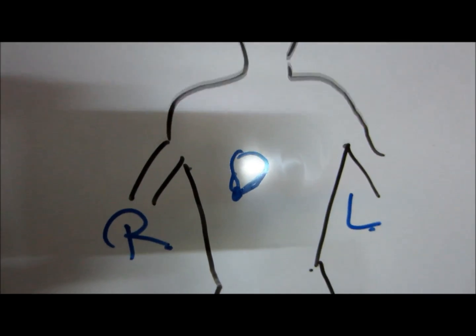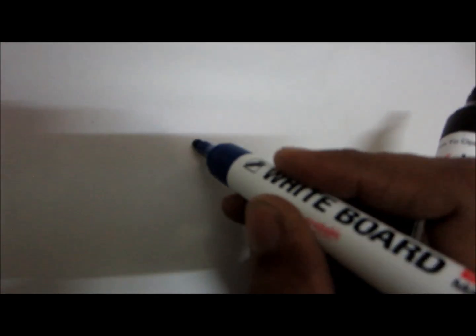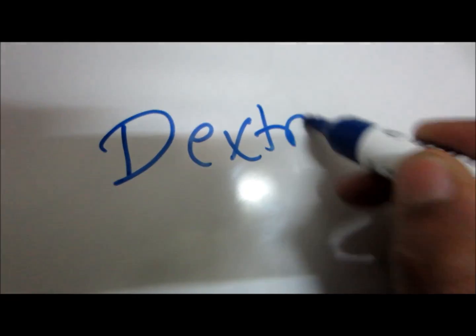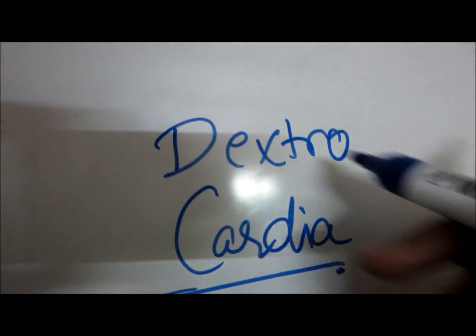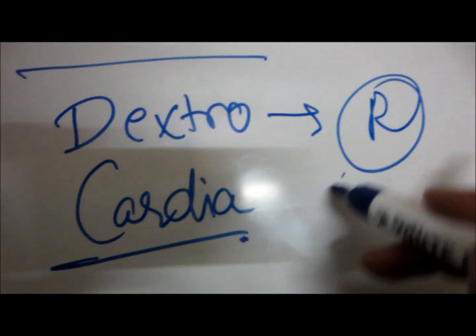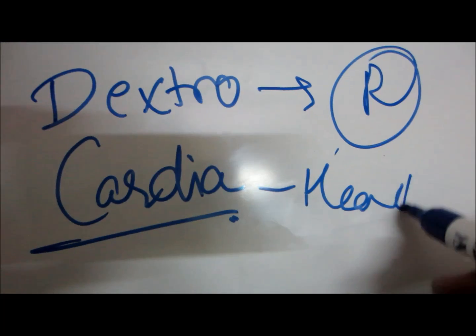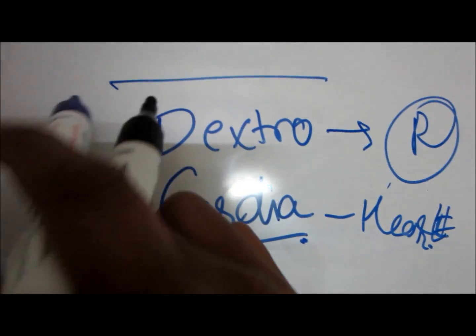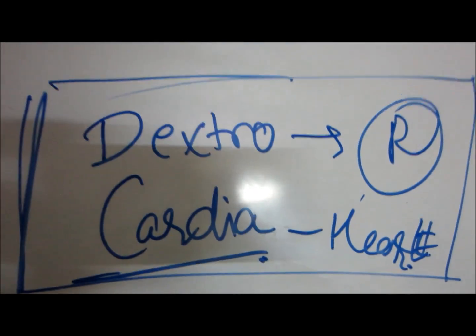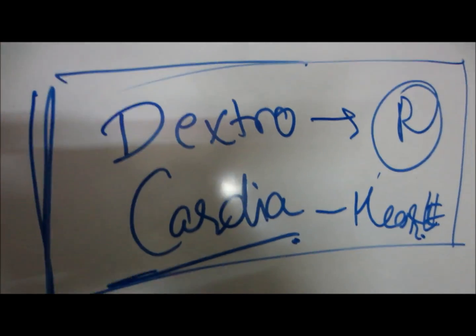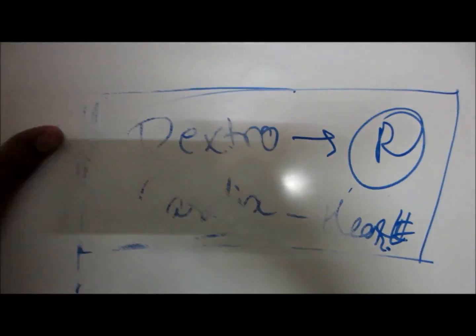So this condition is known as dextrocardia. Dextro means right, cardia means heart. So this is a congenital anomaly present since birth, and it's present in very few people. And here in the x-ray you can see the condition along with bronchitis.